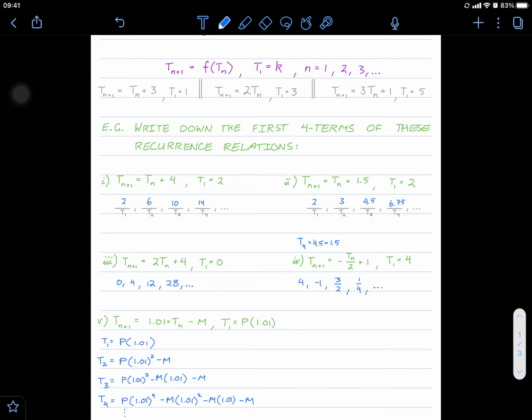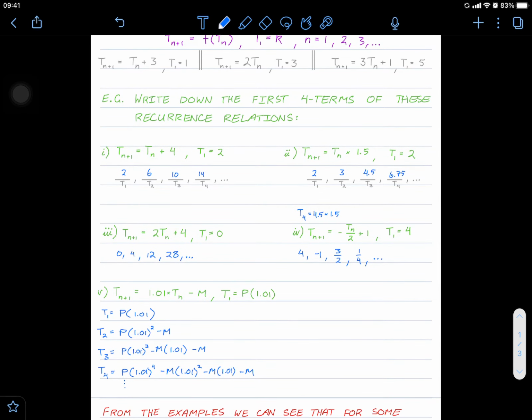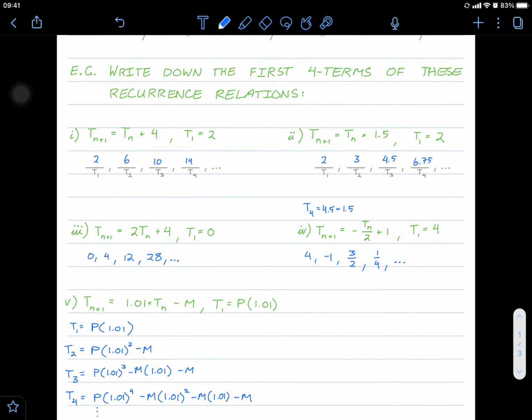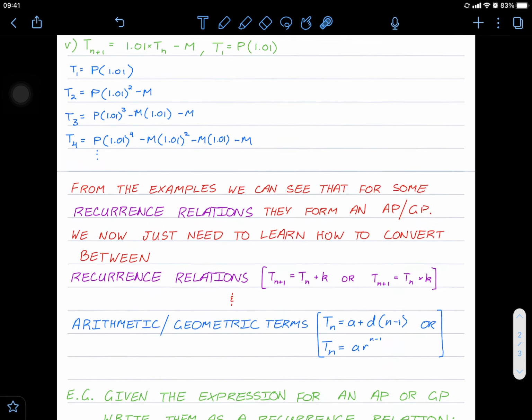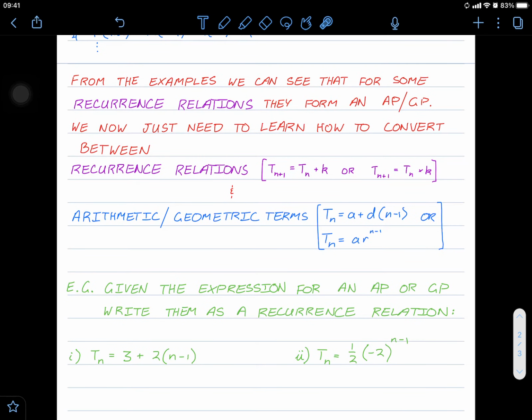Hello class, this is a continuation on recurrence relations. In the previous video we saw how we could simply operate the recurrence relations. But now you can see that from some of these examples, some recurrence relations form an arithmetic progression or a geometric progression.